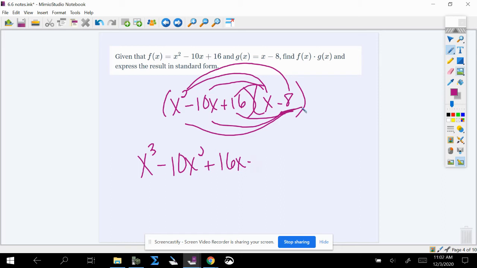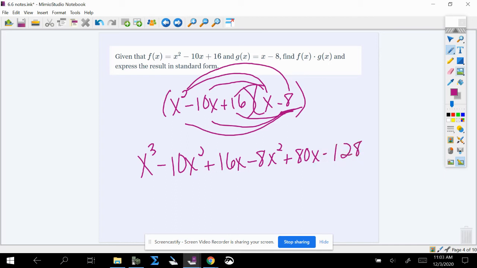Now I'm going to multiply everything by negative 8. So negative 8 times x squared is negative 8x squared. Negative 8 times negative 10x is positive 80x. And negative 8 times 16, I need to grab a calculator for that. Negative 8 times 16 is negative 128.